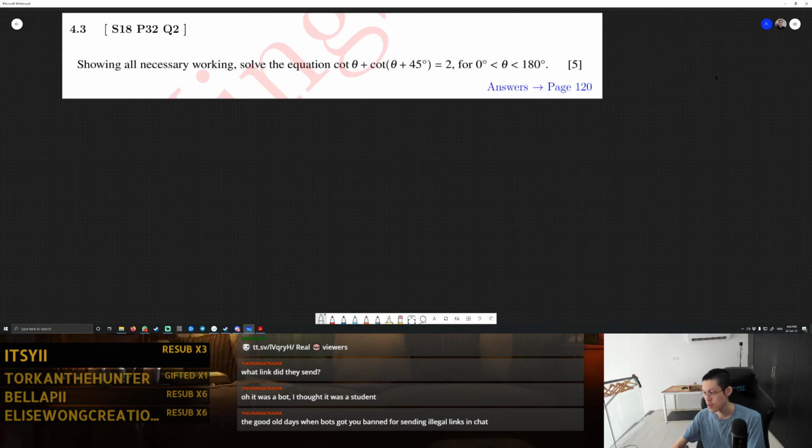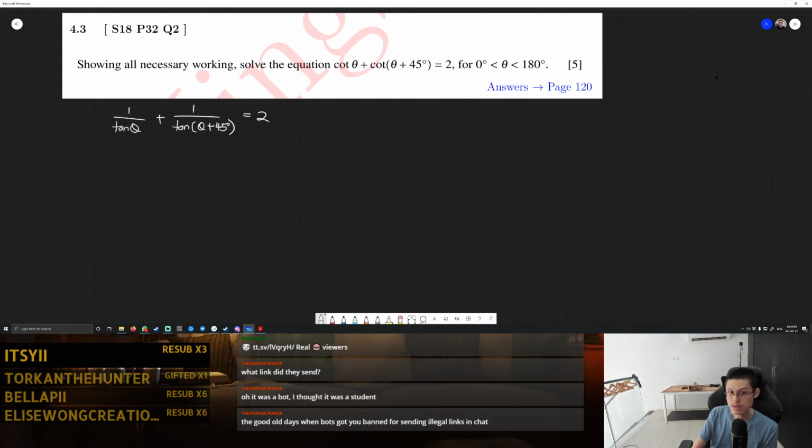Okay, question 3. Showing all necessary workings, solve the equation. So if you look at this, you see that this is nothing like the addition formulas that I've shown you, right? Because one is cotangent, the other one is also cotangent. So what are you supposed to do here? Well, you can write this as 1 over tangent theta. So first, change everything to tangent. This one is actually 1 over tangent of (theta plus 45 degrees) equals 2.